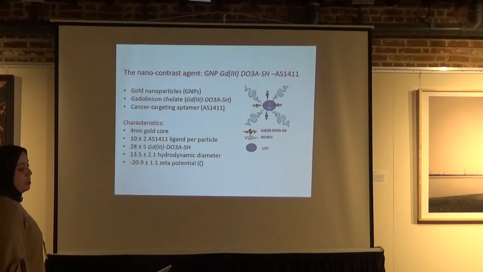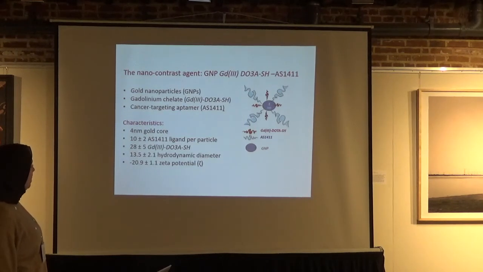So in our project, we developed a nano contrast agent. It is composed of gold nanoparticles conjugated with gadolinium chelate, which is gadolinium DOTA, and the cancer targeting aptamer ES1411. The core of the complex is about 4 nanometers, and each particle has about 10 ES1411 ligands and about 28 gadolinium chelates. And the total diameter of the complex is about 13.5 nanometers with a negative 20.5 zeta potential.